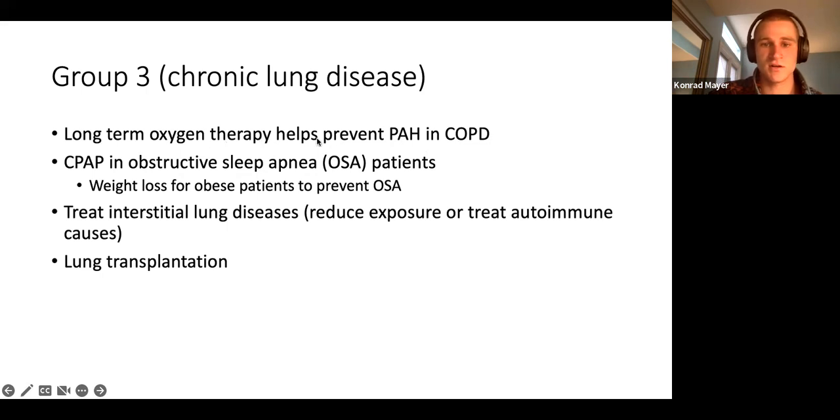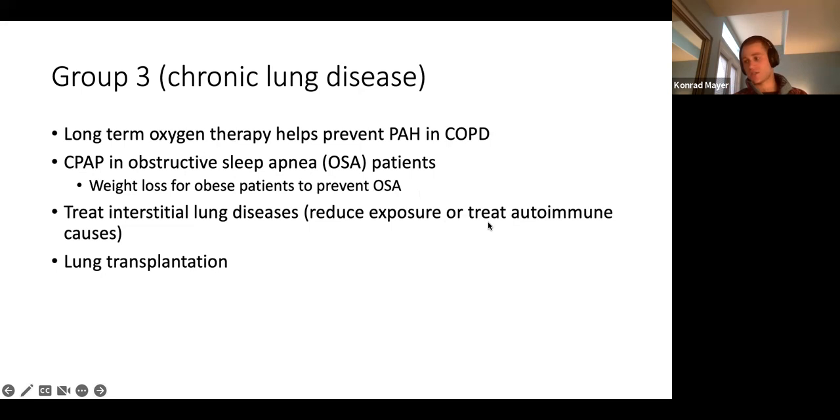Long-term oxygen therapy helps prevent pulmonary hypertension in COPD patients. Somebody who has obstructive sleep apnea should be treated with continuous positive airway pressure therapy at night. Somebody who is obese, morbidly obese, should be encouraged to lose weight to prevent obstructive sleep apnea from happening. Anybody who has interstitial lung diseases should reduce exposure and or treat the autoimmune causes.